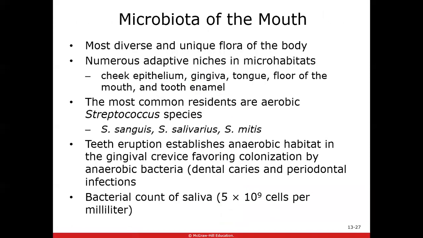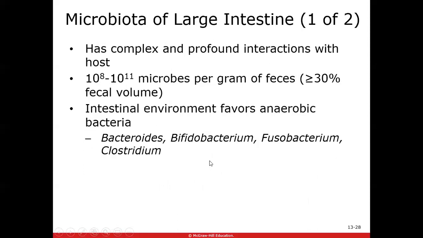So then the microbiota of the mouth. This is the most diverse and unique flora of the body, with numerous adaptive niches and microhabitats. You have different types of microorganisms in the cheek epithelium, the gingiva, which are your gums, your tongue, floor of the mouth, and tooth enamel. Each of them has its own type of microorganisms. The most common residents are aerobic Streptococcus species. Then teeth eruption establishes an anaerobic habitat in the gingival crevice, favoring colonization by anaerobic bacteria. So that's where you get dental caries and periodontal infections. The bacterial count of saliva is 5 to 10 to the 9 cells per milliliter. A lot of bacterial cells.